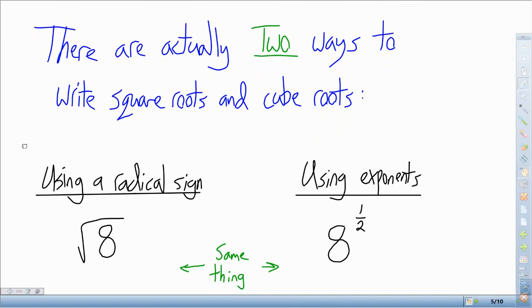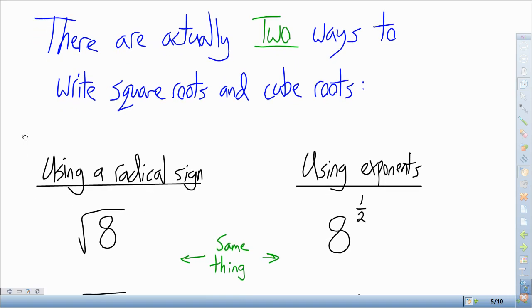Okay, so here's the next thing. This is going to kind of lead us into dealing with fractions, or fractions as exponents. So go ahead, get this slide here, and we'll make some sense out of it. Okay, so what this says, there are technically 2 ways to write square roots and cube roots, and really any radical, but we're focusing on square roots and cube roots. Here are the 2 ways. We can write them using a radical sign like we're used to seeing, or we can also write them using exponents.